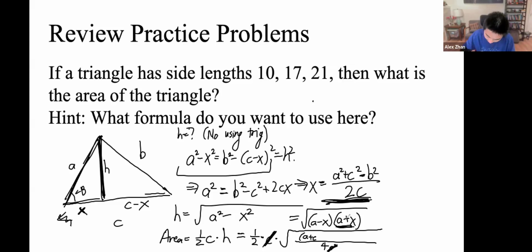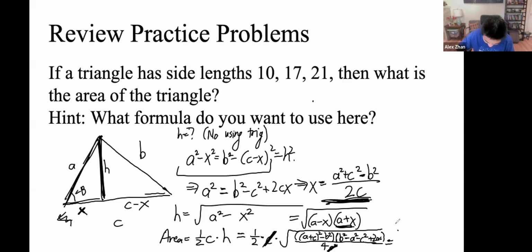If we take a look at a plus x, what does a plus x look like? That's a squared plus 2ac plus c squared minus b squared. So that's a plus c squared minus b squared, because a squared plus c squared plus 2ac is a plus c squared. What about a minus x? Over here, this actually looks like b squared minus a squared minus c squared plus 2ac. Or this is also just b minus a minus c squared.